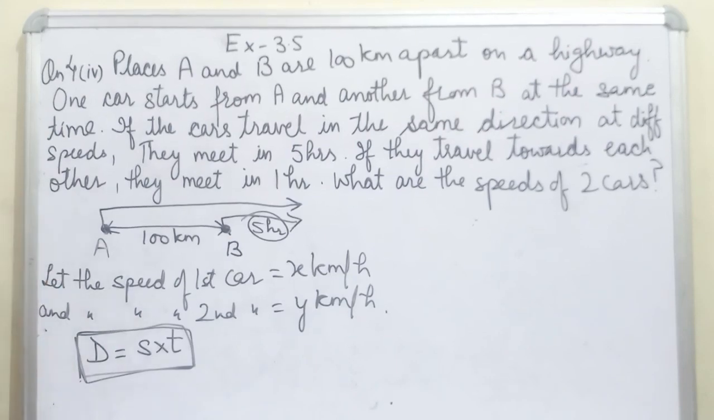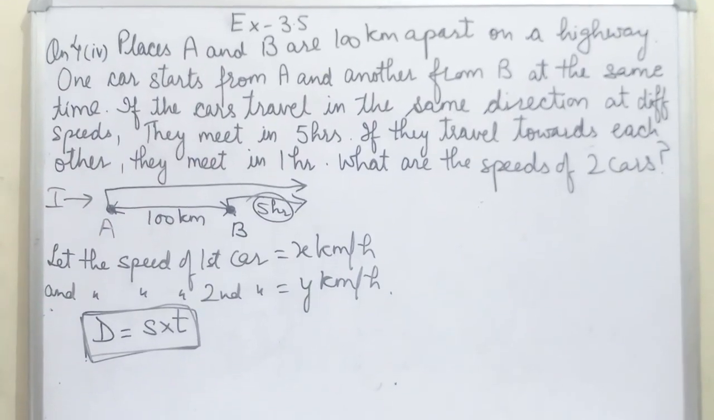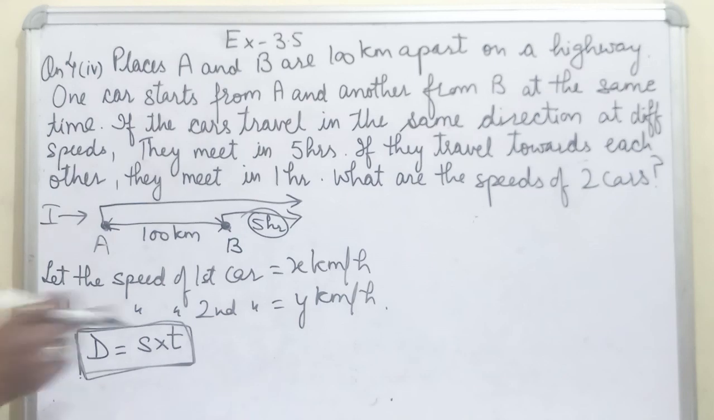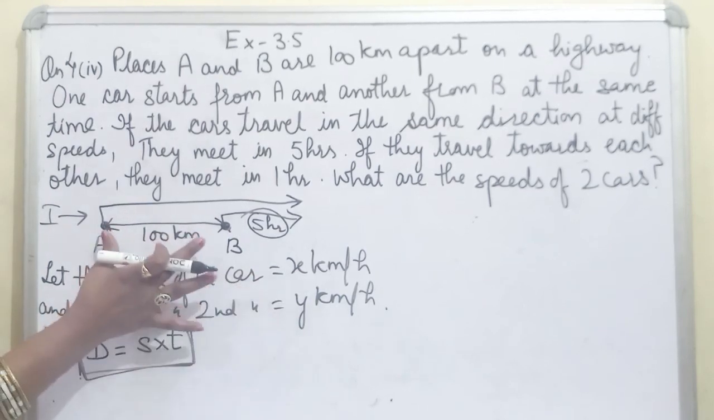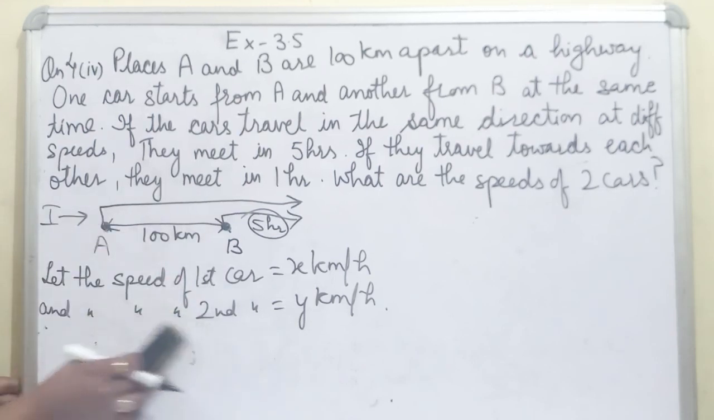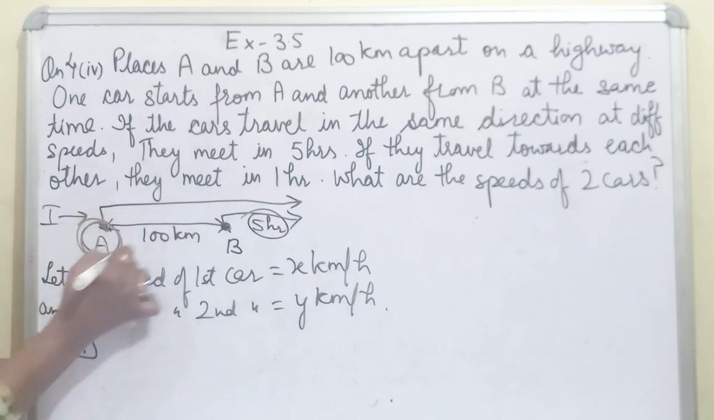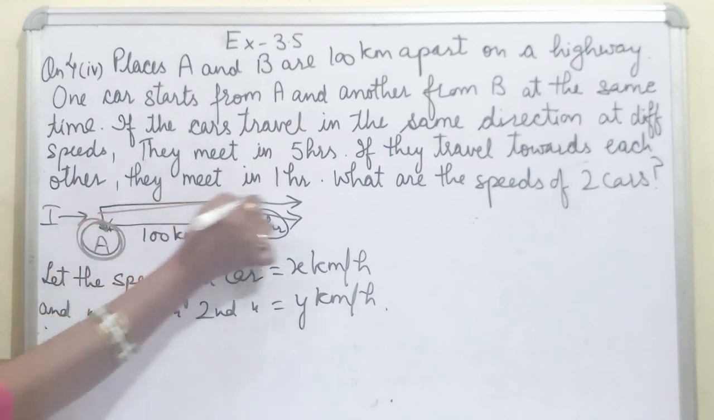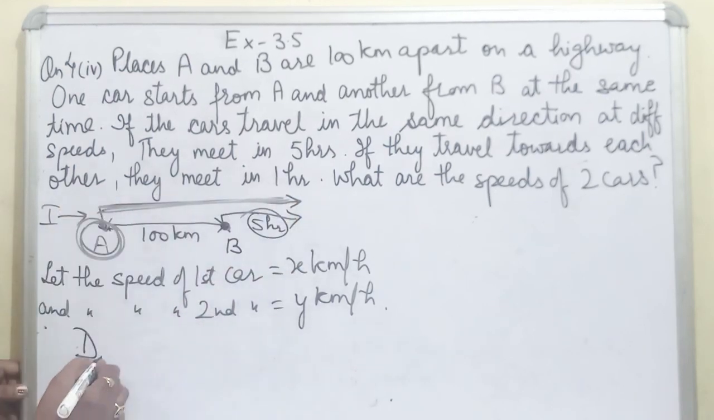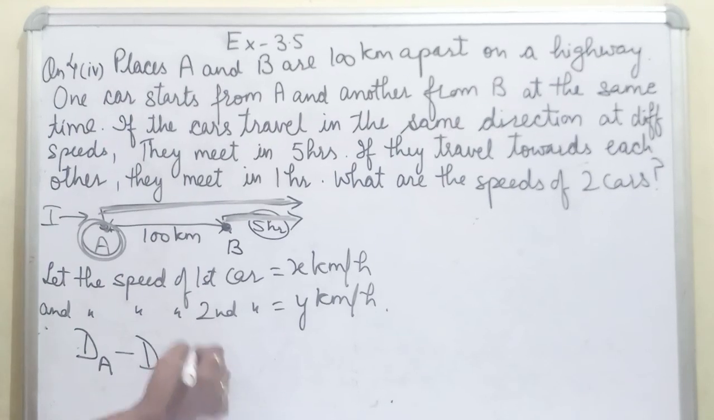Now if I'm taking the first condition, that the cars are moving in the same direction, we have supposed their speeds as x and y, and we know that the distance between these 2 places is 100. So can I write this first condition as distance traveled? Let us suppose this car is A. This is the distance traveled by car A, and this is the distance traveled by car B, so if I subtract them, then what should it be?